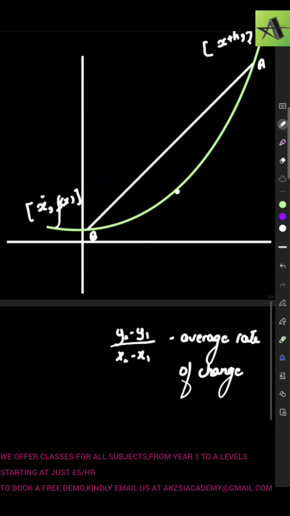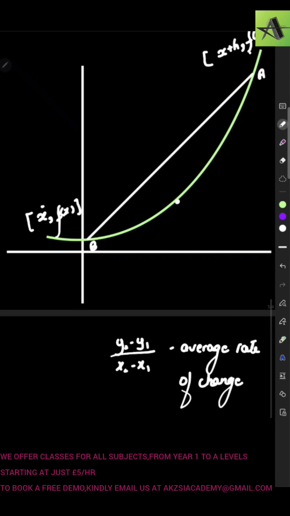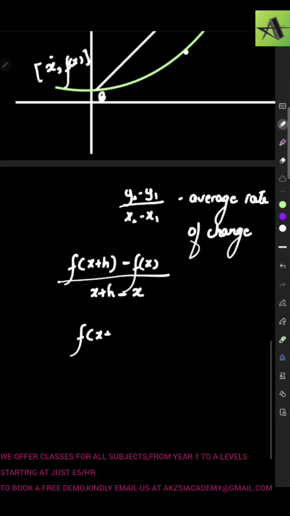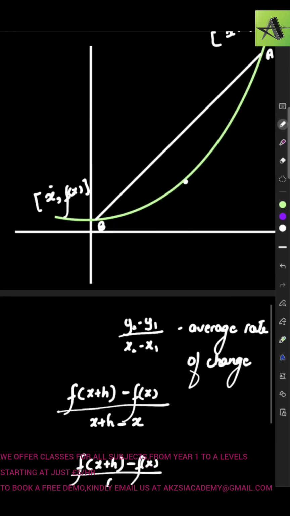Now let's say A represents our x2, y2 and B represents x1, y1. So for y it will be f of x plus h minus f of x, over x2, which is x plus h, minus x1, which is just x. This will become f of x plus h minus f of x over h, because x and x cancel to 0 and we are left with h. The important point is why we started with a chord: because we know the distance between them that we have taken is h. It's separated by the distance h.